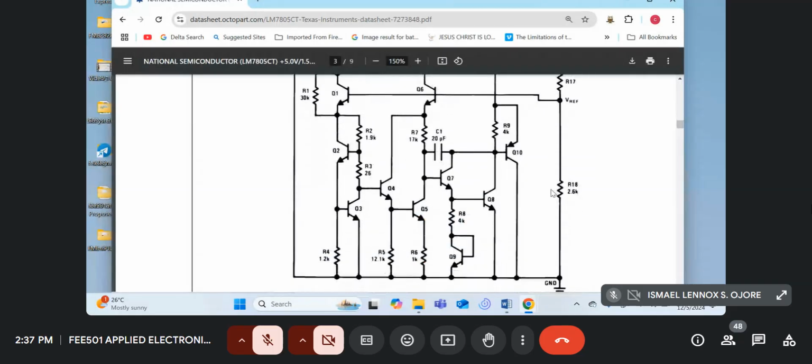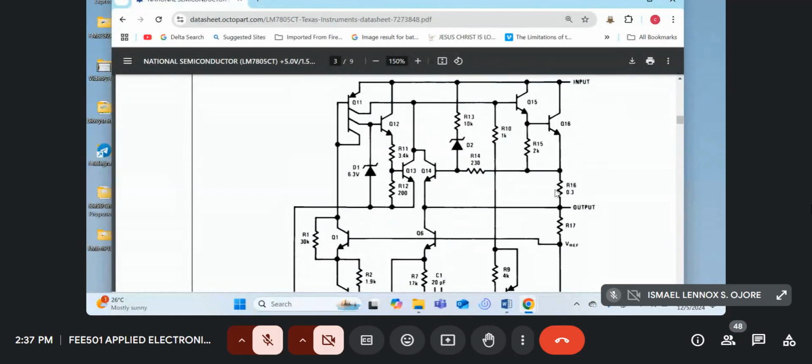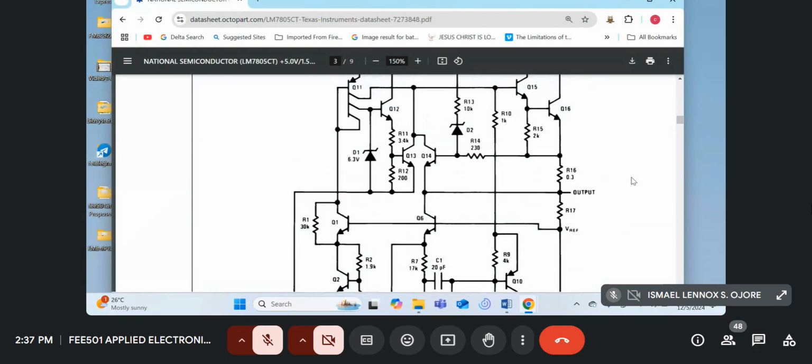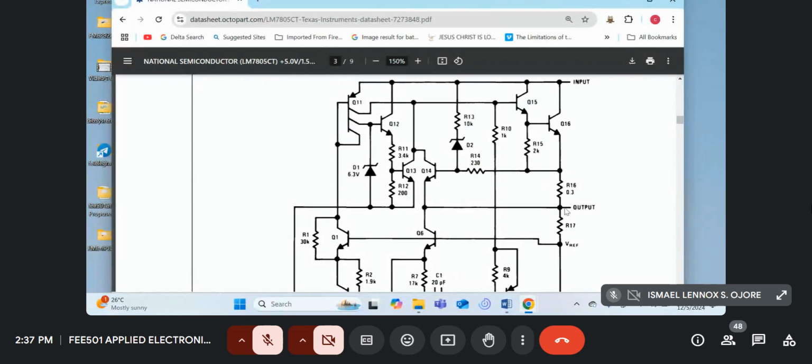Okay, so if you go to the manufacturer, they're going to show you the internals. For us, we don't want to go very deep, but we could have gone deep if we had time. Okay, so if you look at the inside, you can see this is the output. The output is here.